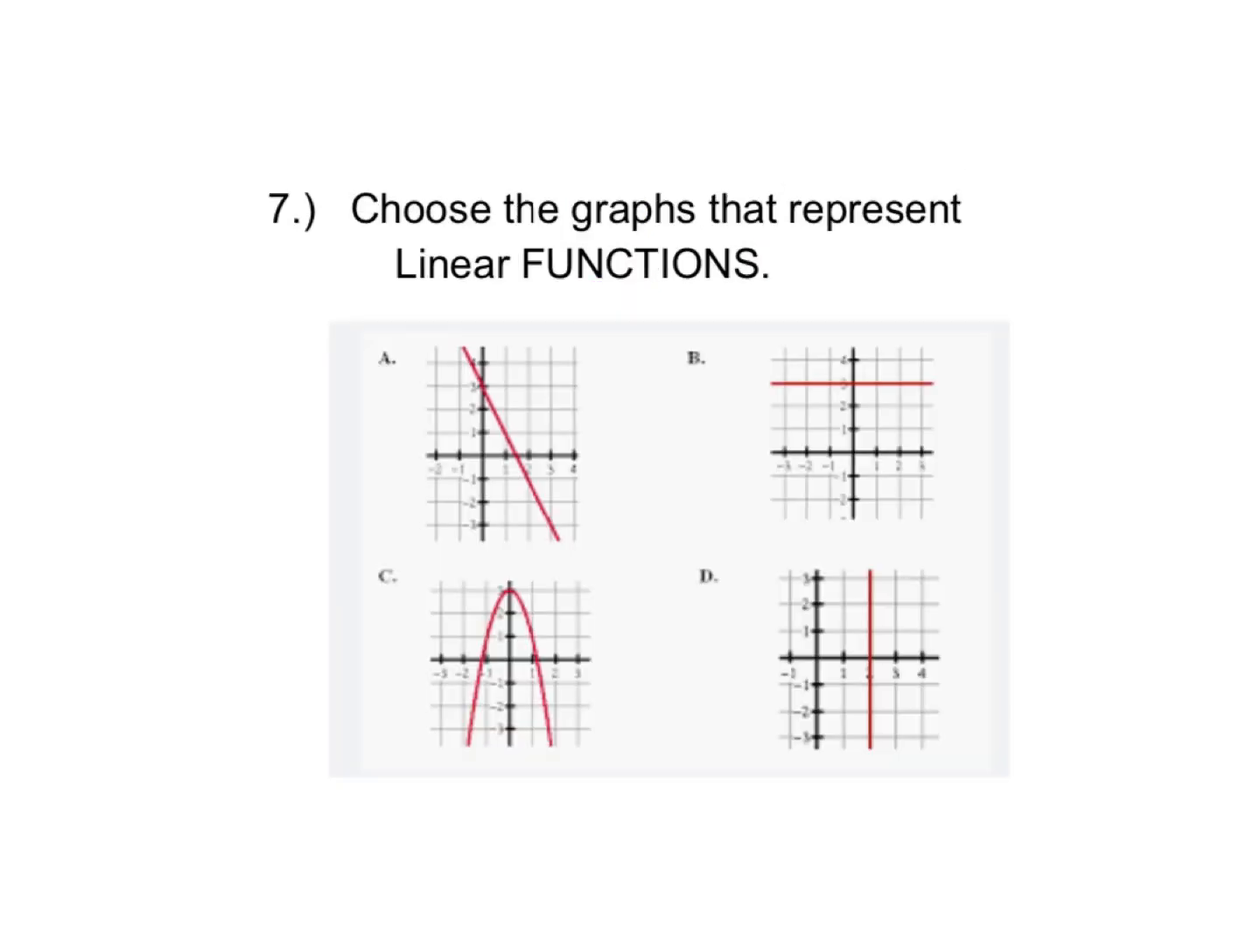Okay, number 7, choose the graphs that represent linear functions. So linear functions are going to be straight lines that are also functions. Okay, so A is a straight line, and it also passes the vertical line test. B is linear, and it passes the vertical line test. C is nonlinear, so that one's nonlinear.